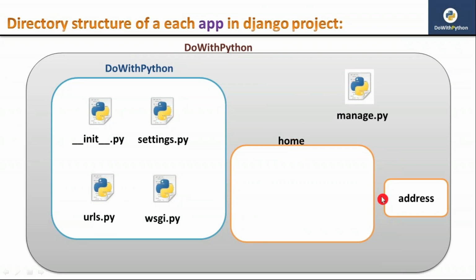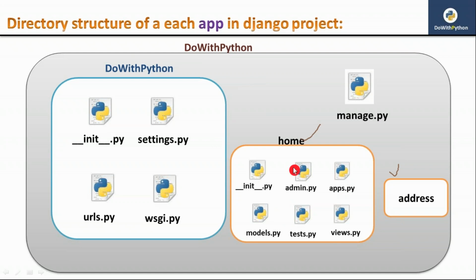Home and address. Then what are the default files you are going to get in your home or address app, or any application which you start in your project? See, by default for your project, these are the default things: the files under this and manage.py. Along with that, whenever you start some application in your project, what are the default things you are going to get? So nothing is there. You are going to get these files.